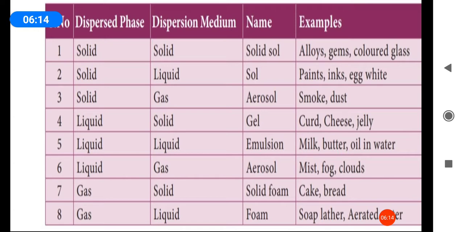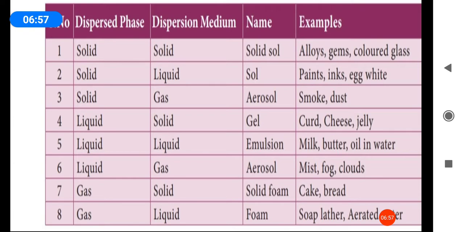Solid is the dispersed phase and the dispersion medium is solid. So it's named a solid solution. Examples of solid solution are alloys, gems, colored glasses. So these solid solutions are mixtures of solid in solid. Next, sols: solid in liquid. The examples of sols are paints, inks, egg white. In these, solid is in liquid.